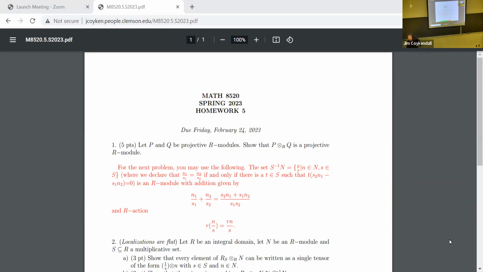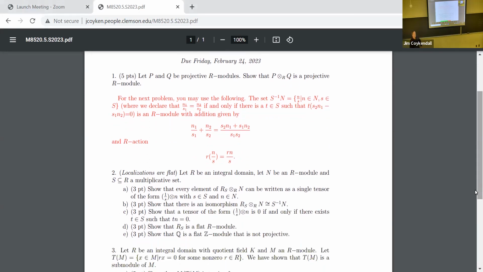The next problem, you're going to need this. I don't want you to prove it because frankly, I don't want to grade it. It's not terribly difficult, but it's just kind of grungy. So if you have an R module N, you can let the set S inverse N, so it's sort of like a localization, if you will. Think of this as fractions in the form N over S, where N is in the module and S is in the multiplicatively closed set.